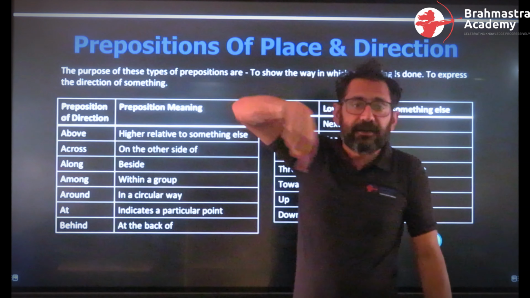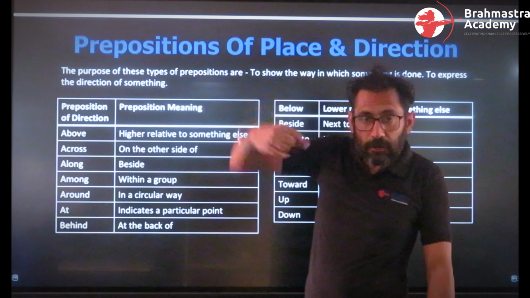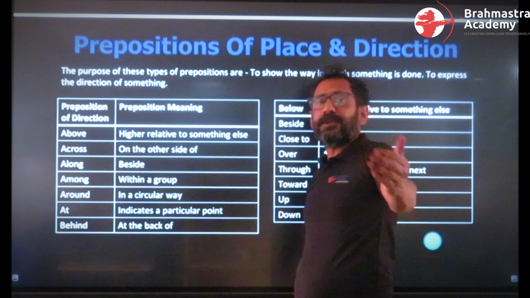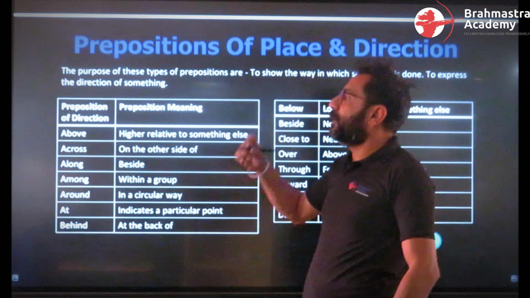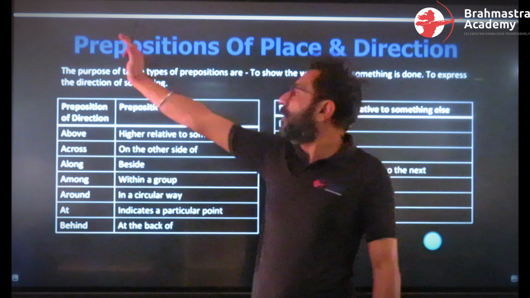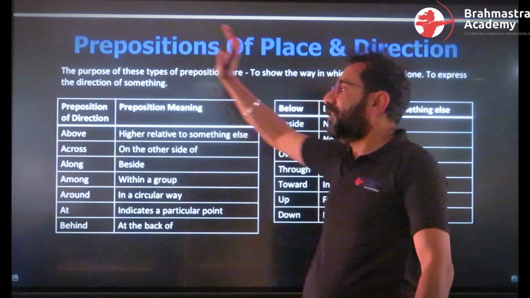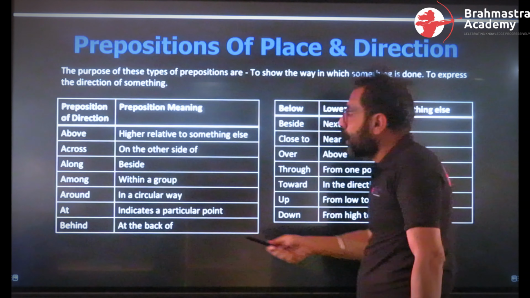Around, we know that it means round in a circular way. And indicates a particular point. For example, we are talking of direction. I'm going at Ahmedabad, I'm going at Gandhinagar, I'm going at this direction and that direction, right?